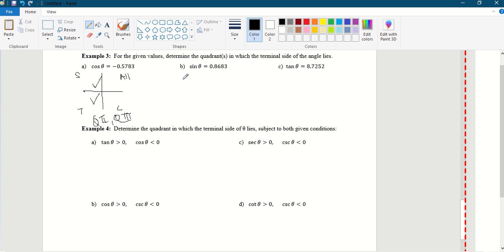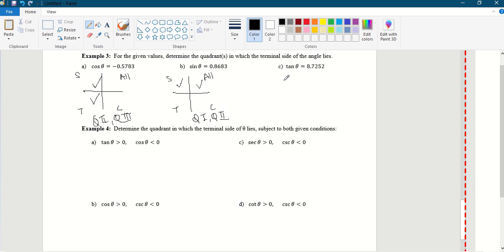Let's look at B here. We are asked where sine is positive. So all S, T, C. Sine is positive in the first quadrant, and sine is also positive in the second quadrant. So it will be in quadrant 1 and quadrant 2.